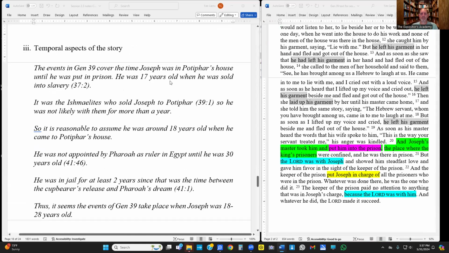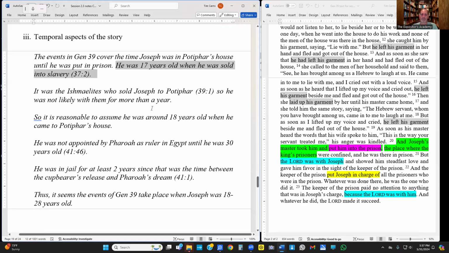Well, the events of the story, Genesis 39, cover the time when Joseph was in Potiphar's house and then he was put in prison. Now, I noted to you earlier, we read Genesis 37. Joseph was 17 years old when he was sold into slavery. He was with the Ishmaelites, they were going down to Egypt. Certainly, it probably wasn't with them more than a few months, definitely not more than a year. So it's reasonable to assume perhaps Joseph was 17 or 18 years old when he came to Potiphar's house.